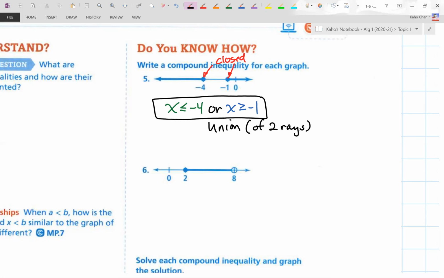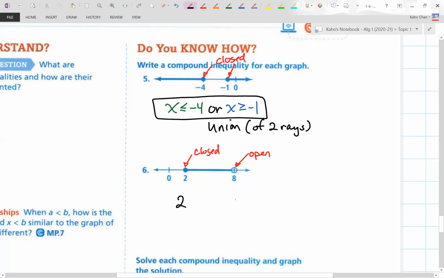All right, we're going to make number 6 the last one. This one's a line segment. And line segments are because of a result of something that they have in common of 2 rays. So this is definitely an intersection. We do have on one end a closed circle. And on the other end, we have an open circle. These are pretty easy. You just have to write down the lowest number on the left, highest number on the right, put the variable x in the middle, and just write it down.